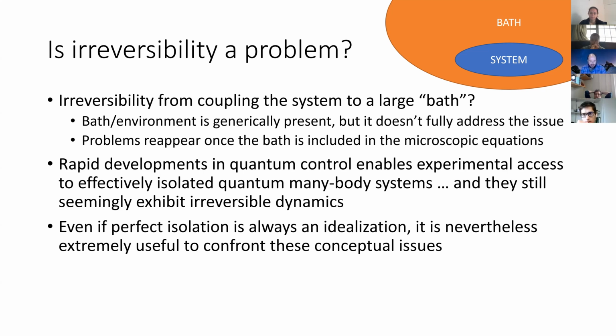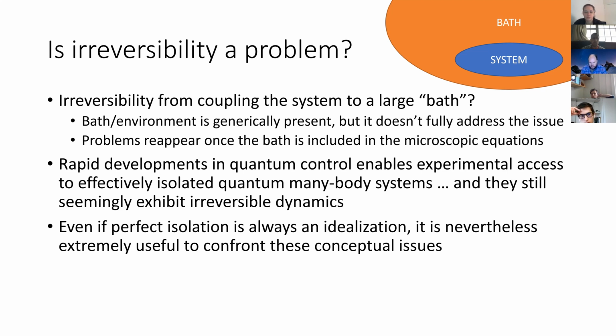Now, I would say more directly, a lot of developments in quantum control have actually given us access to many-body systems that are effectively isolated over many microscopic times. So we can directly probe this physics in an approximately isolated setting, and still we see all these hallmarks of irreversibility. So it actually is a real experimental question where there really isn't a bath, at least not on some reasonable time scale. There really isn't an environment, and still we have irreversibility, so we still want to understand that. And even if perfect isolation were always an idealization, I'd like to argue that it's extremely useful to think through these conceptual issues regardless.